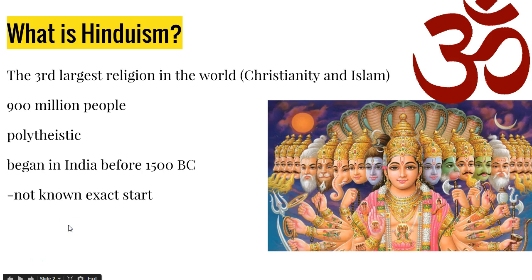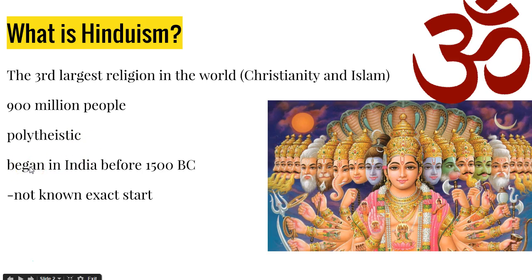So what is Hinduism? It's actually the third largest religion in the world behind Christianity and Islam. It has about 900 million people. And what makes this one different from the other ones that we've explored is this one is a polytheistic religion, meaning it believes in more than one God, unlike Christianity, Islam, and Judaism.